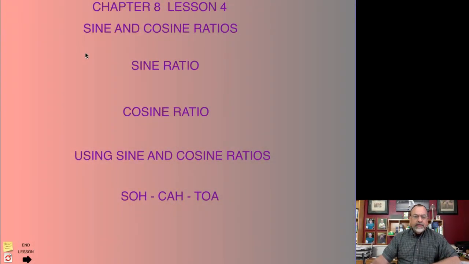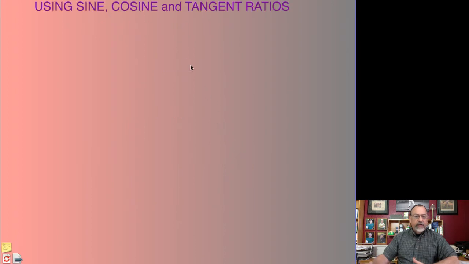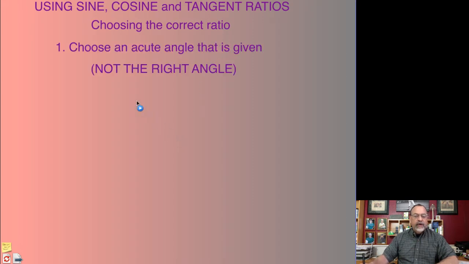Geometry Chapter 8, Lesson 4, and now that we know what the sine and cosine ratios are, let's do a few problems where we apply those. Now, a quick process, or a few steps, that you should use when you're using any trigonometric ratio is to be able to choose the correct ratio, and so you'll need to have a procedure in place whereby you can do this. So here's what I do.